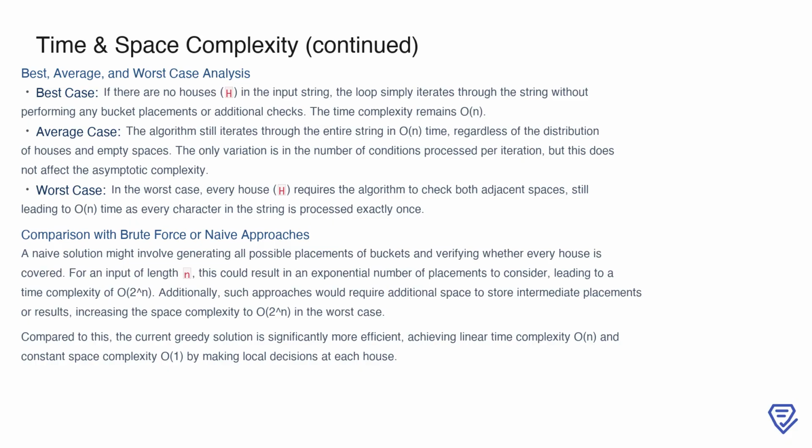By contrast, a brute force approach might try all possible bucket placements to verify coverage, leading to O(2^n) time complexity due to the exponential number of combinations to evaluate. Such naive methods would also consume more space, potentially requiring O(2^n) for intermediate storage. In comparison, the greedy solution is significantly more efficient, achieving linear time and constant space complexity.